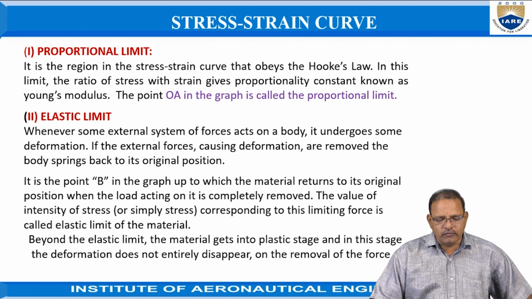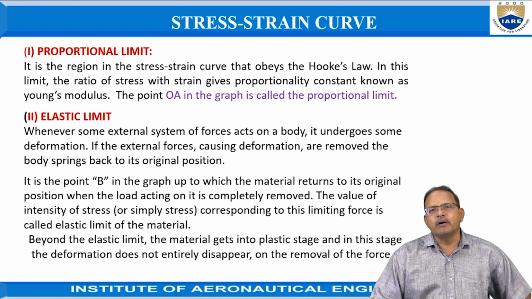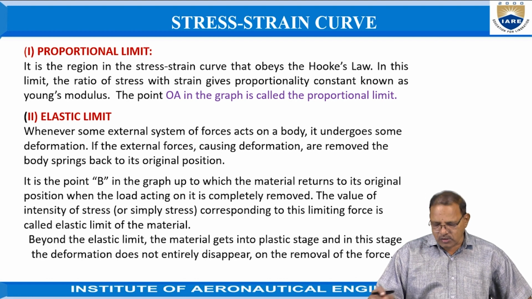Elastic limit: whenever some external forces act on a body, it undergoes deformation. After removal of the forces, if it comes back to its original state, then it is called elastic property. Here the point B is called the yield point. Just beyond this point, even if you remove the forces, it will not regain its original shape, but before that point, the object will regain its original shape on removal of the forces.